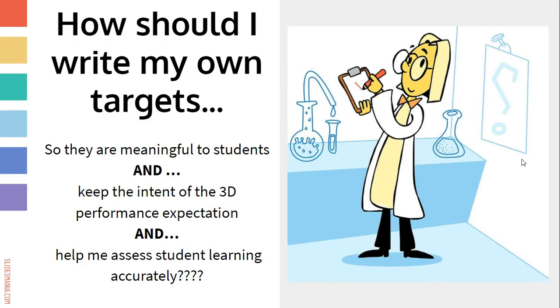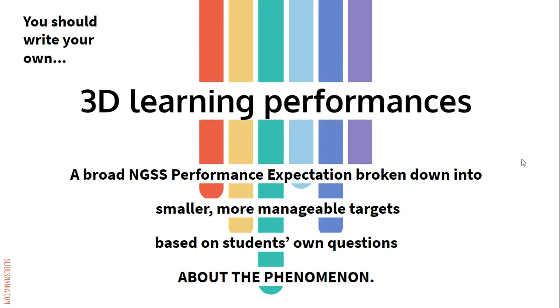So how should I write my own targets so that they're meaningful to students and they keep the 3D intent and they help me accurately assess what students have learned? That is the big question here now that you probably have, as I've talked about all of this about three-dimensional learning performances. You should write your own three-dimensional learning performances if you can't find what you're looking for otherwise. Simply put, a 3D learning performance is a broad NGSS performance expectation broken down into smaller, more manageable targets based on students' own questions about the phenomenon.